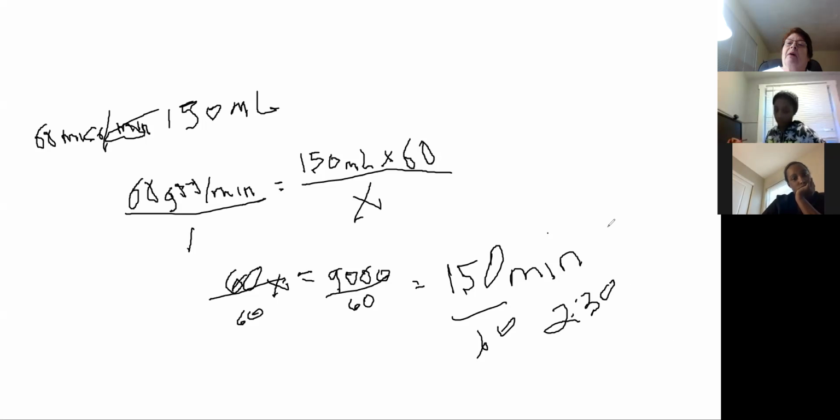Let's try another problem with a little different x, okay? We have 0.9% normal saline at 35 macro drops per minute. The drop factor is 15. How many milliliters of fluid will the client receive in 5 hours? So here again, we're going to start with our 35 drops per minute.